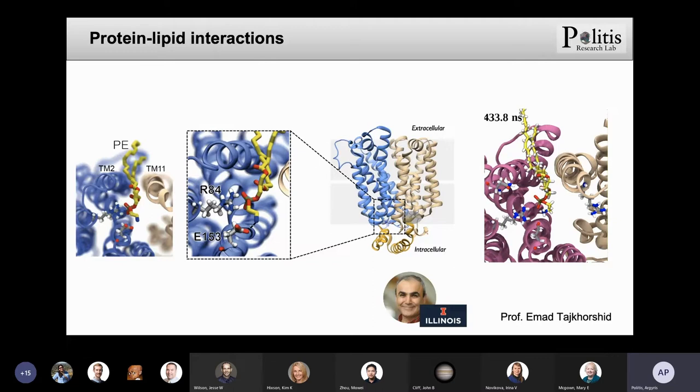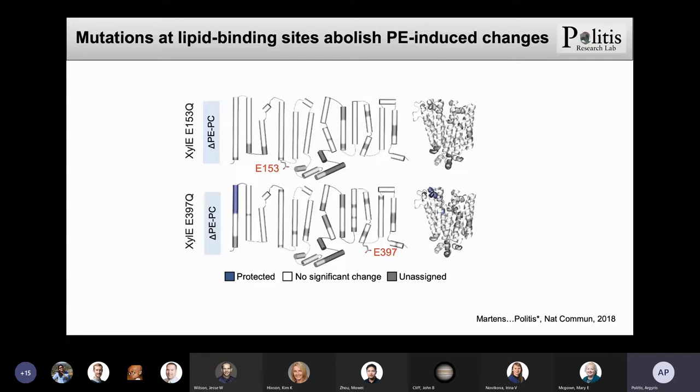But in order to be 100% certain of that, we mutated the protein at this intracellular gate, and then we carried out differential experiments between PE and PC based nanodiscs. In this case we saw no effect whatsoever, no difference in our HDX experiment. That actually provided confidence that this is the direct protein-lipid interaction that is important for biological function and the functional dynamics that we see in a transporter.